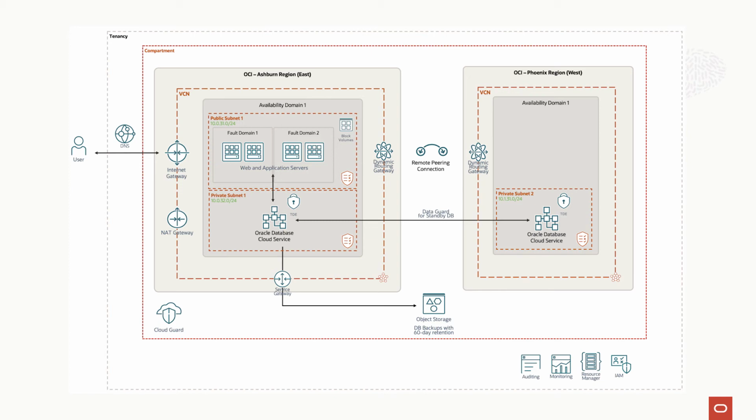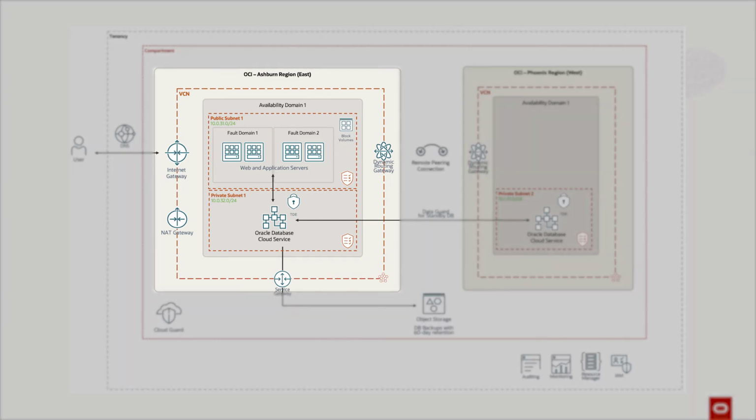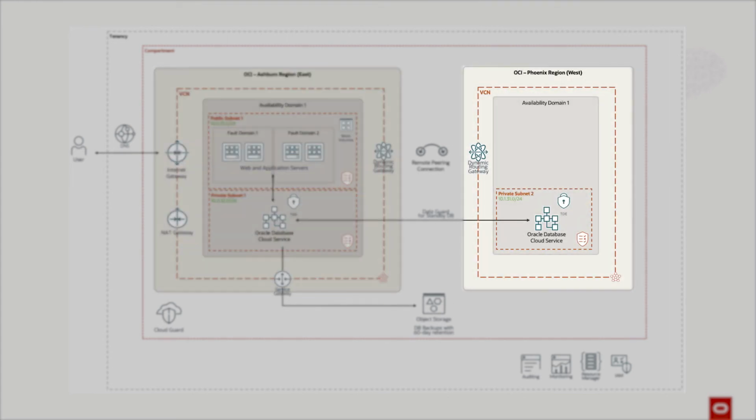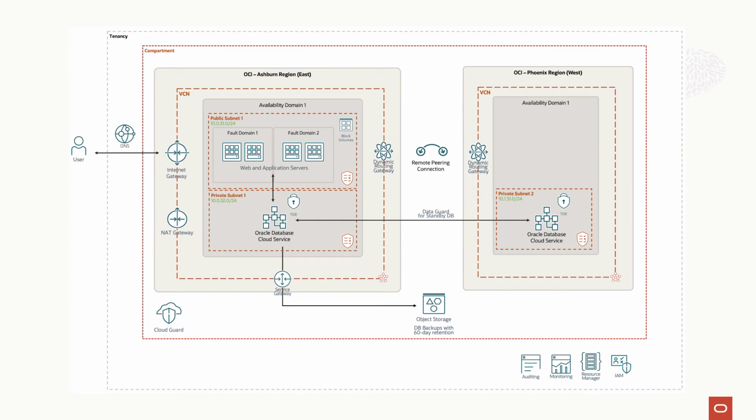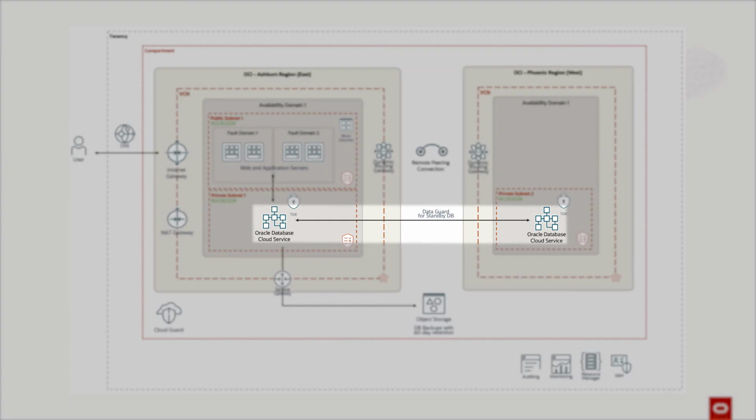And here again, OCI came to our rescue. Our primary database resides in the Ashburn region, which is the East Coast. And the secondary database goes into the Phoenix region, which is the West Coast. And then what we do is we use the Active Data Guard feature of Oracle Database.